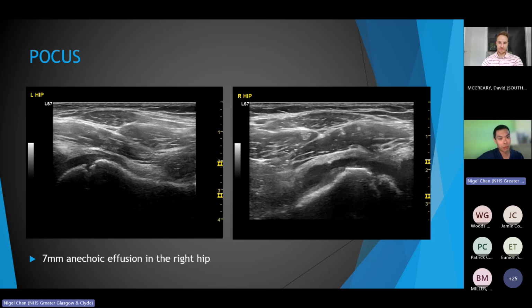This again is using a high frequency linear transducer set at about 4 centimeters, and the focus is to this bit, and you can see here. So you're basically taking a measurement from there to about there, from there to there, and you can see she had an effusion in her hip. So I basically said she's got transient synovitis. She doesn't need bloods. Go home. And she did fine.